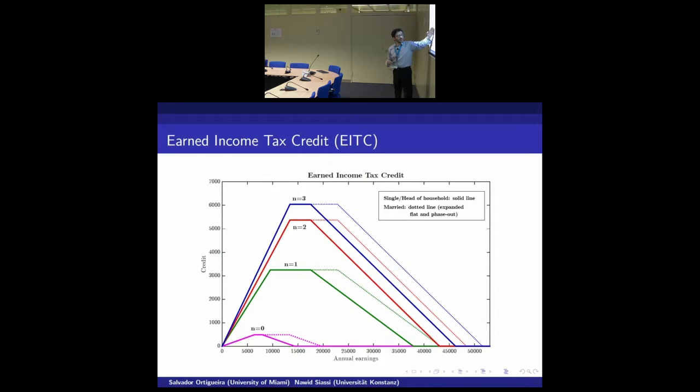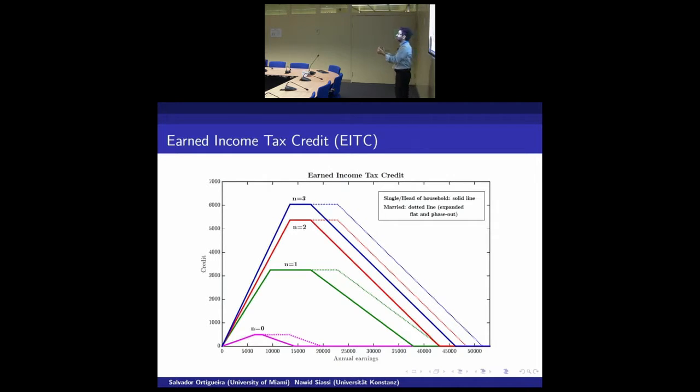So in the phase-in region, there are positive substitution effects. It increases my wage, so the substitution effect is positive. The income effect is negative. In the plateau, the substitution effect is 0. The income effect is negative. In the phase-out, both income and substitution effects are negative. So without a model, we already know that if I'm already working, I might reduce my hours if I'm in the flat region or in the phase-out.